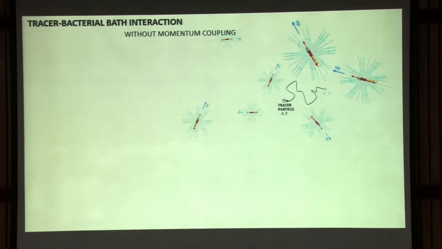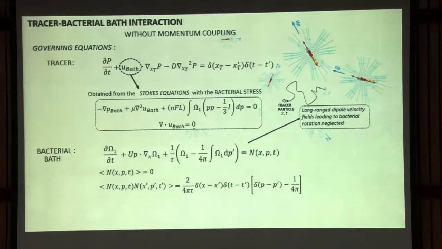Now I'm going to do this at two levels. I'll first consider the bacterial bath interaction without momentum coupling. By that, I mean that there is one term missing here: the probability density is not rotated by the velocity field, which means this becomes a one-way coupled problem. Because omega 1 is independent of U, I can first calculate omega 1, then calculate U bath, and then go to the tracer diffusivity via the Green-Kubo relation.